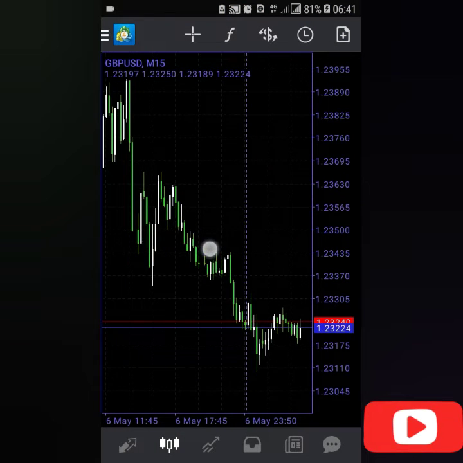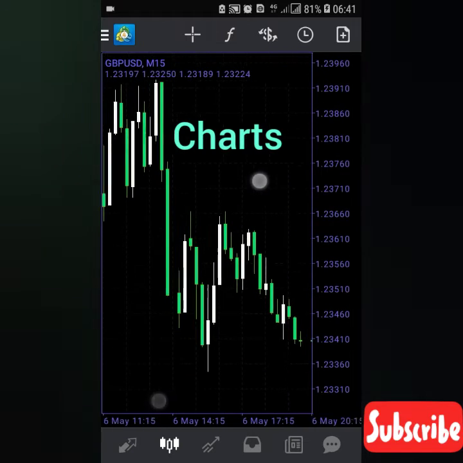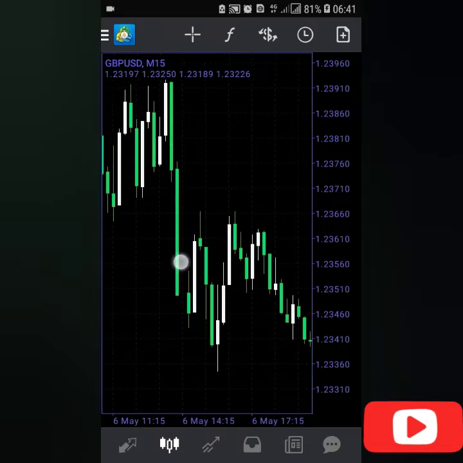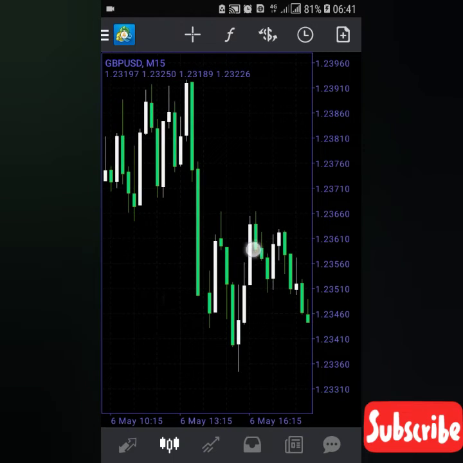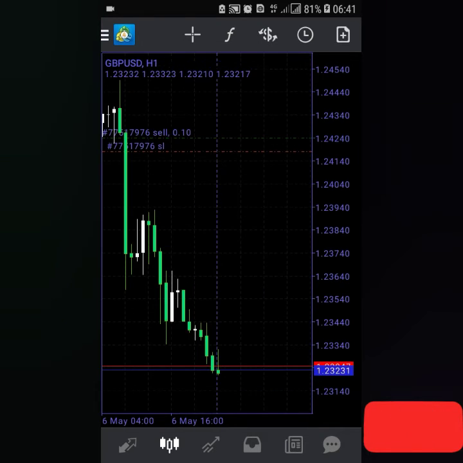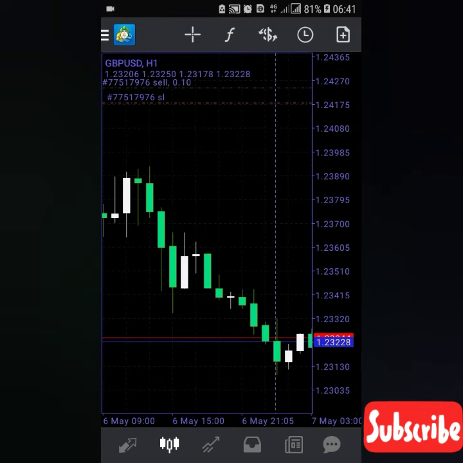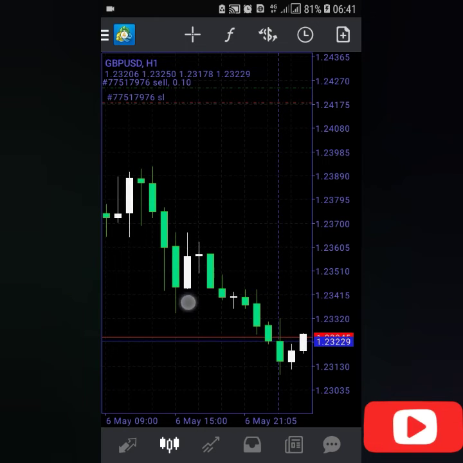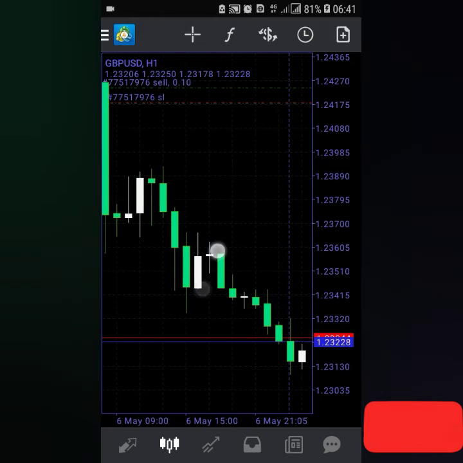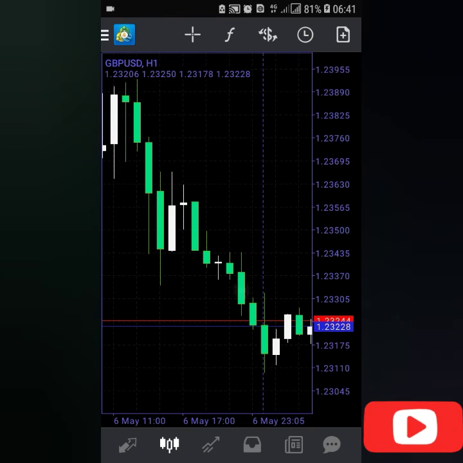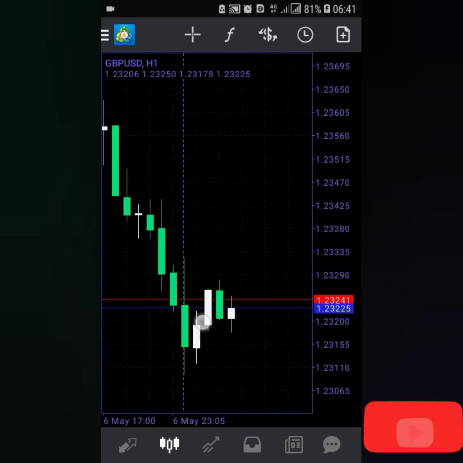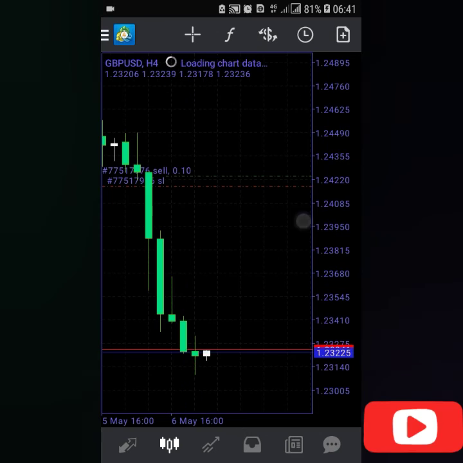Another thing you have to know about charts is the candlesticks that you see on your MetaTrader 4 or 5, the MT5. Each candlestick, as you can see right now, I'm on 1 hour. Each candlestick represents 1 hour. It means that if there are two, that's 2 hours, because a candlestick closes after whatever time frame you are using.